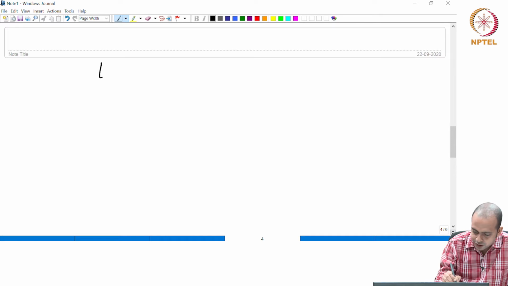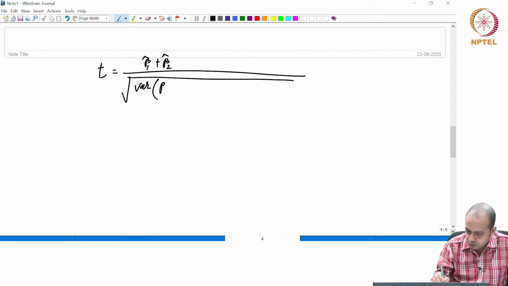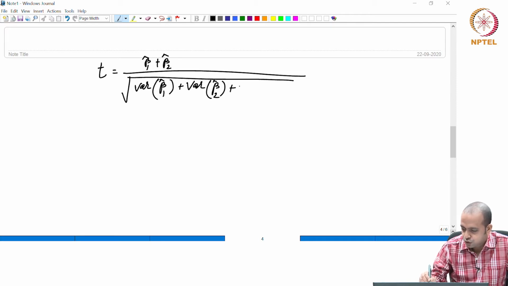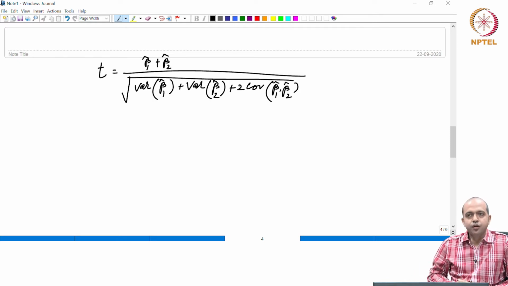So, t was defined as beta 1 hat plus beta 2 hat divided by variance of beta 1 hat plus variance of beta 2 hat plus 2 into covariance of beta 1 hat, beta 2 hat.